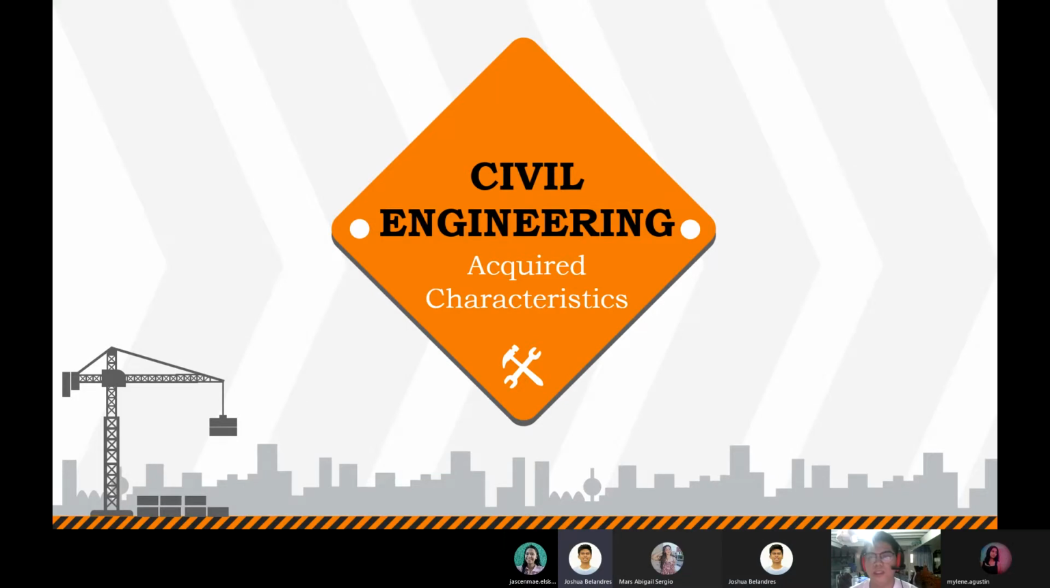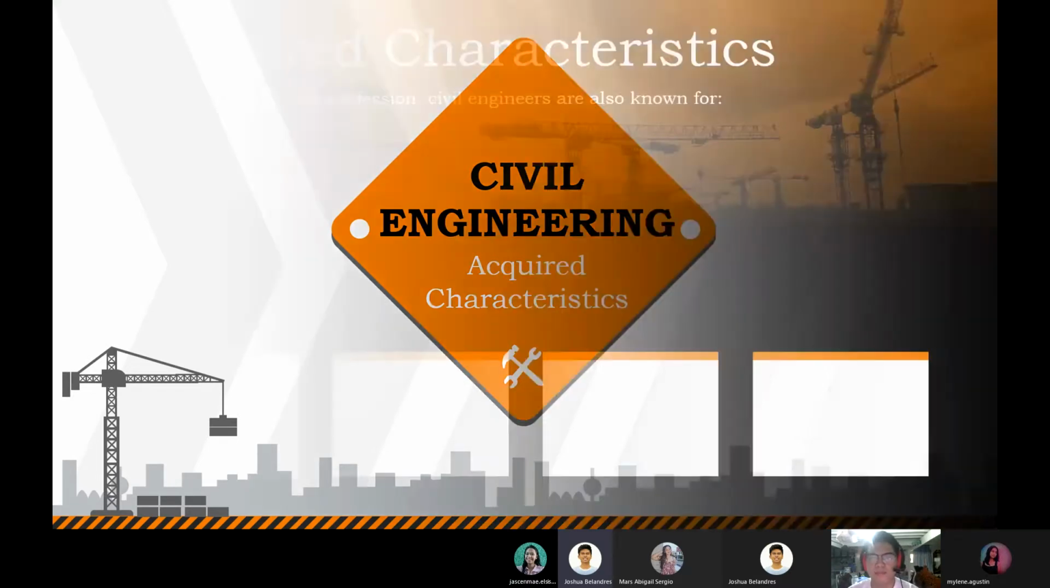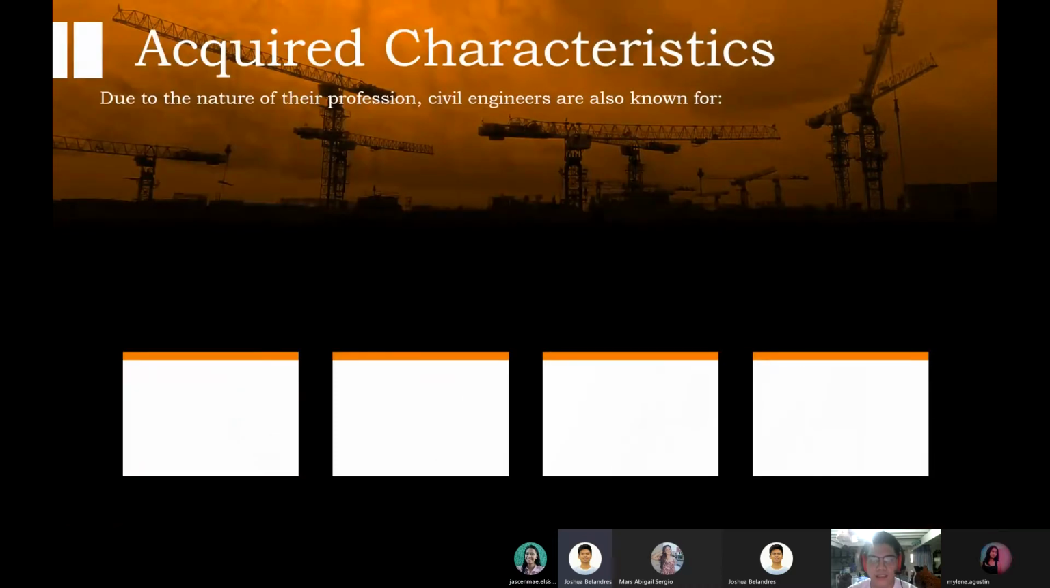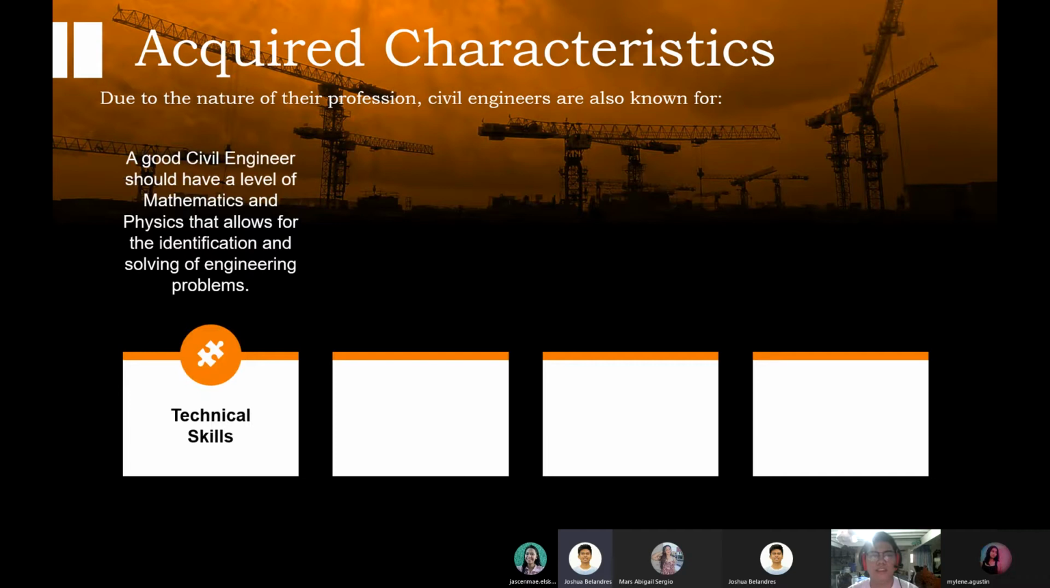Good morning, everyone. I will be the one to discuss about the acquired characteristics of a good civil engineer. Next slide, please. Number 1, technical skills. A good civil engineer should have a level of mathematics and physics that allows for the identification and solving of engineering problems. They need to be able to predict any possible future problems and find solutions for them. Kailangan natin maging matalino para mas maging maganda ang ating project, and kailangan din natin maging wise at madiskarte para malagpasan yung mga problema na dadating sa ating trabaho bilang civil engineer.